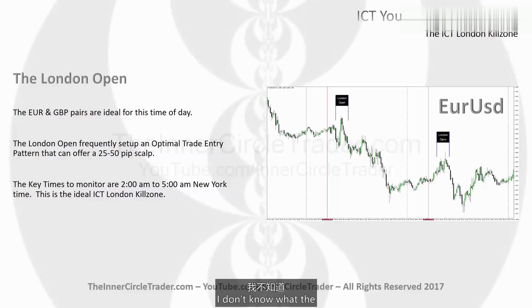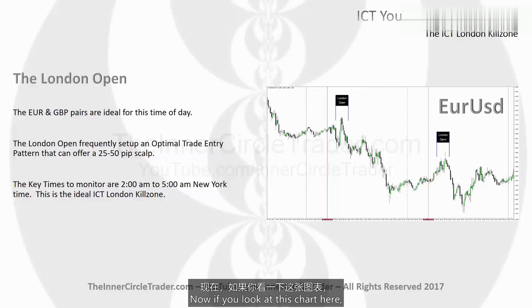I don't know what the translation is going to be in terms of time, so the conversions are going to be up to you. But the ideal ICT London kill zone for your learning is going to be 2 a.m. to 5 a.m. and it's relative to New York time.